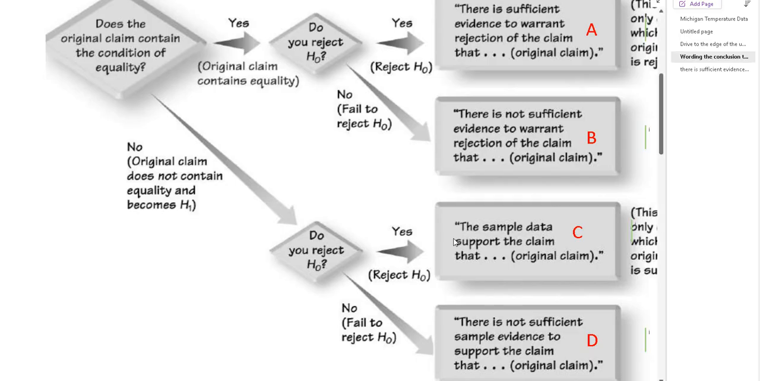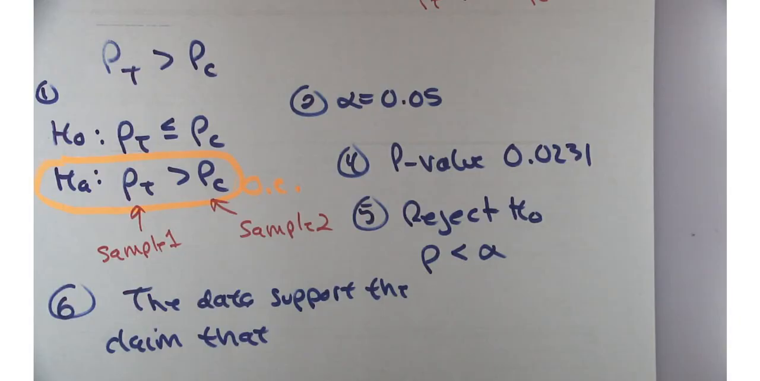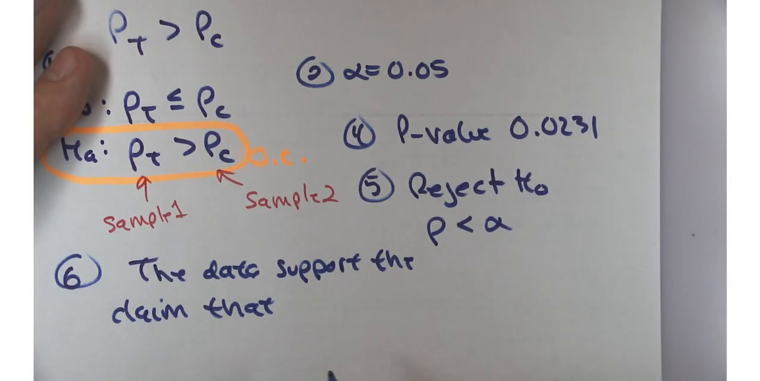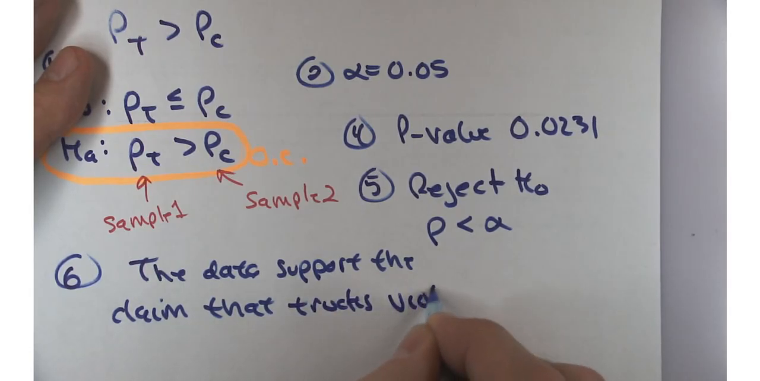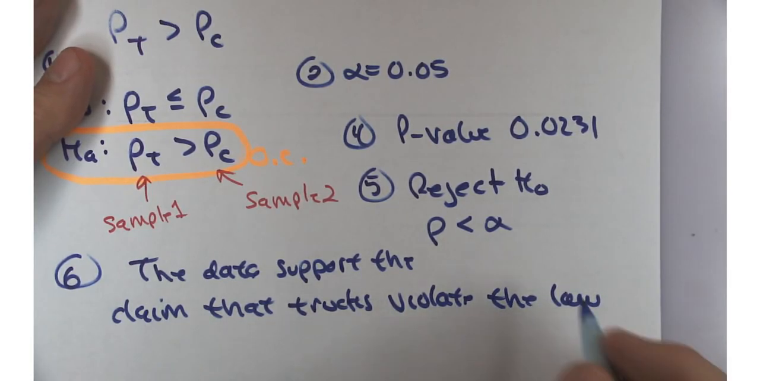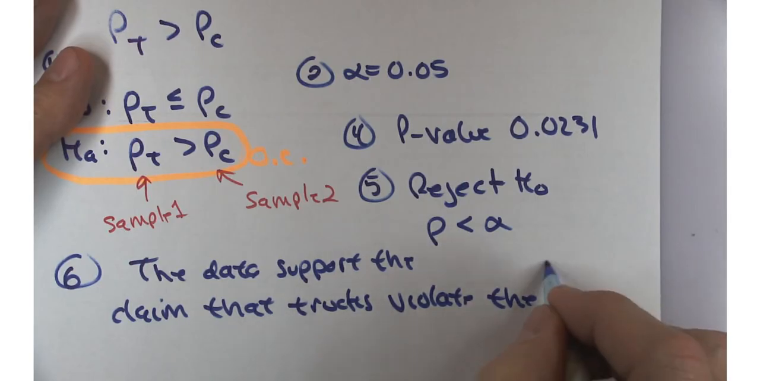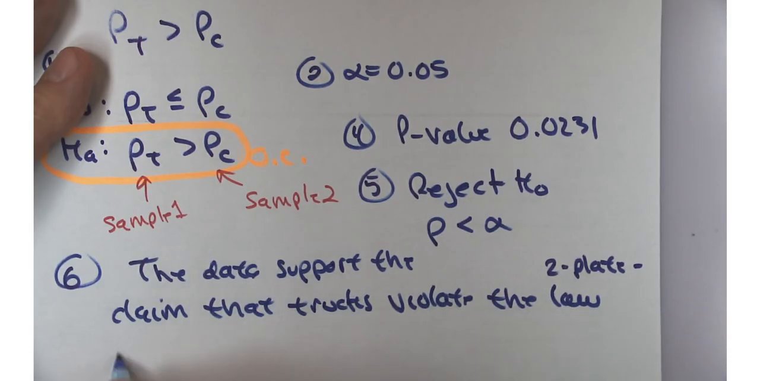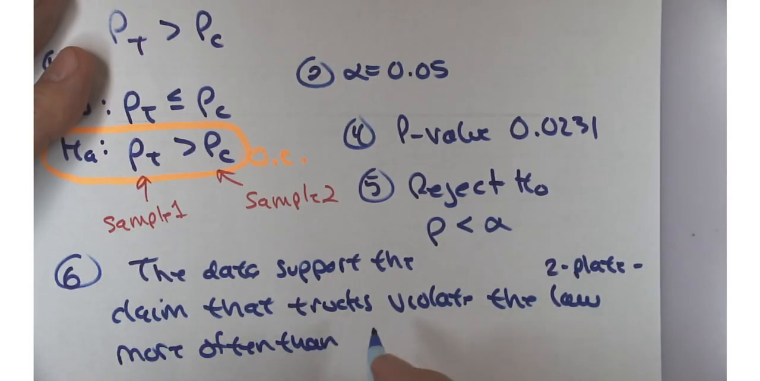And let me switch over here. That trucks violate the law, and that is the two-plate law, more often than owners of passenger cars.